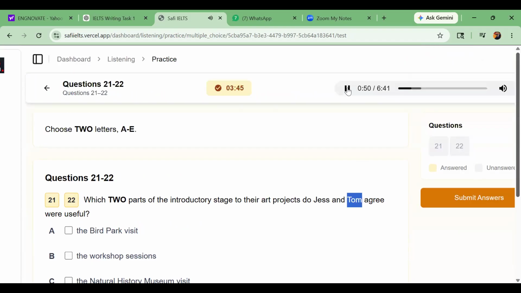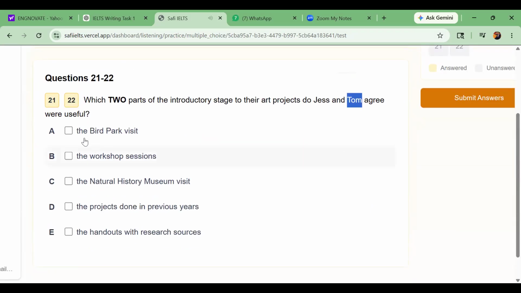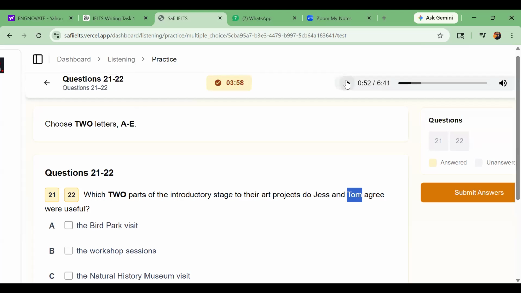Okay, so do you think he is interested? Tom is interested in this project, this part? So straight away, first of all, he disagreed with the first one. And now listen to her, the second person.